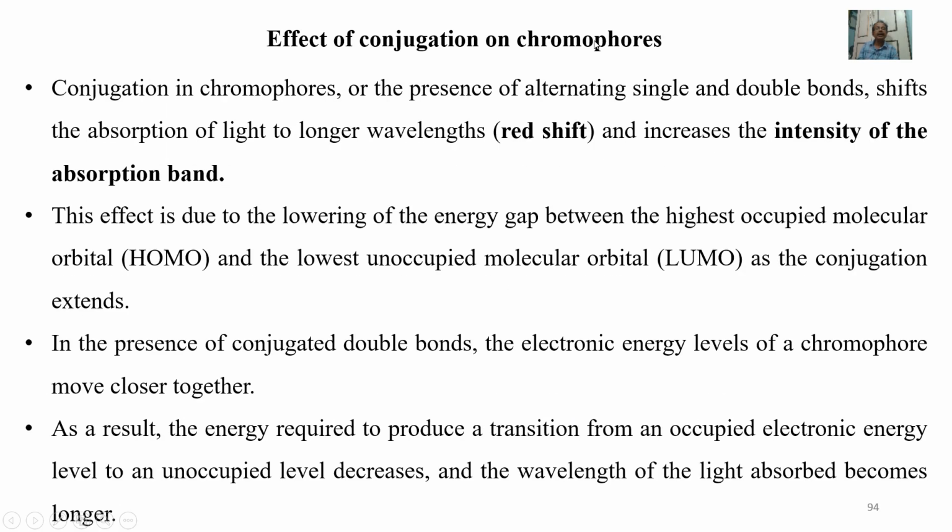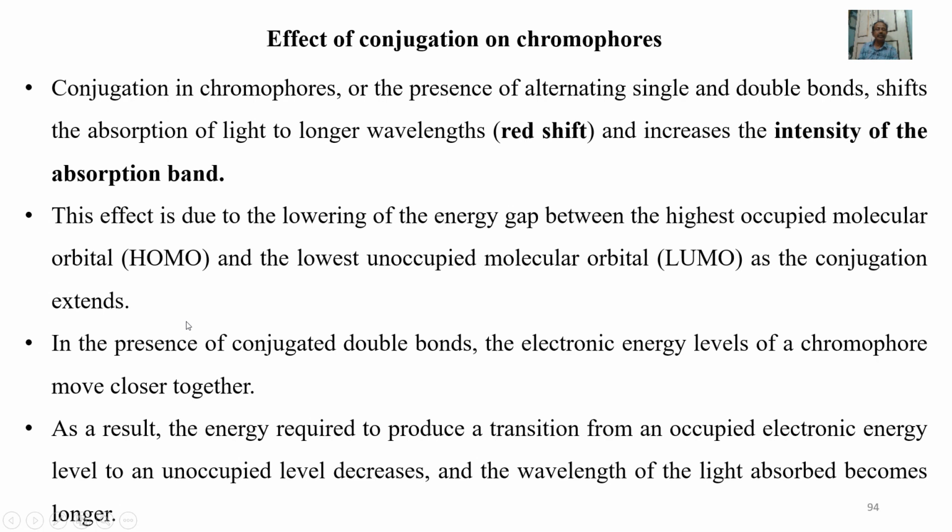Now we shall discuss the effect of conjugation on chromophores. Conjugation in chromophores, or the presence of alternating single and double bonds, shifts the absorption of light to longer wavelengths, that is redshift, and increases the intensity of the absorption band. This effect is due to the lowering of the energy gap between the highest occupied molecular orbital, HOMO, and the lowest unoccupied molecular orbital, LUMO, as the conjugation extends.